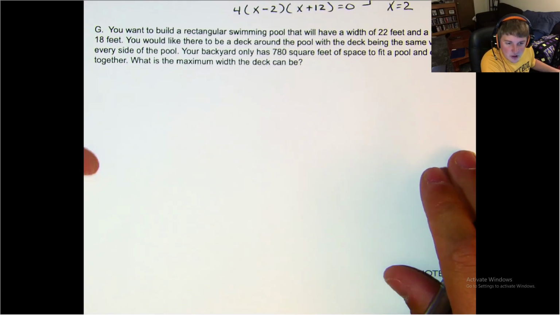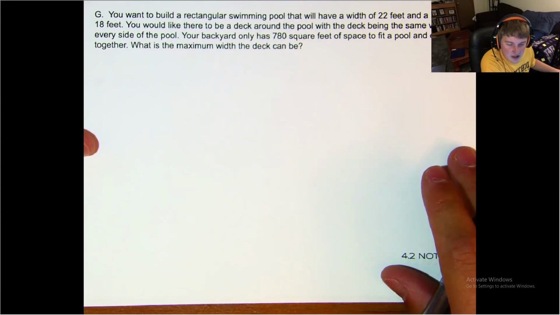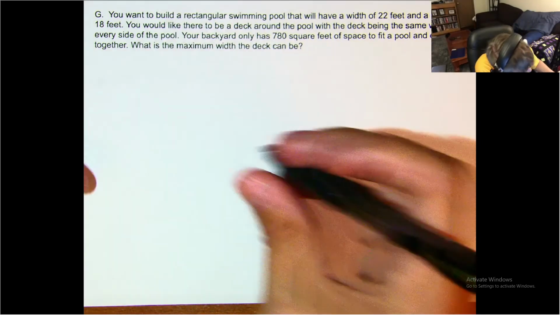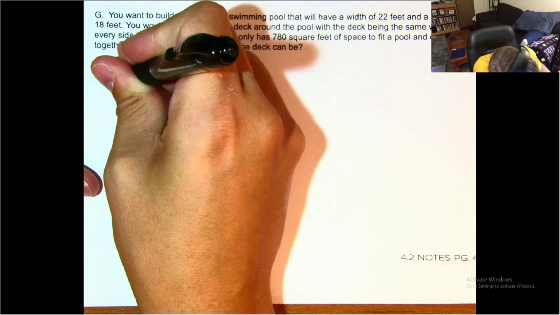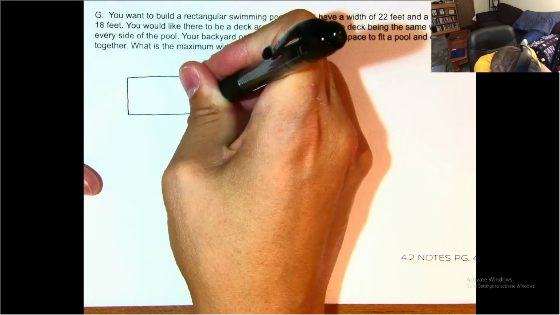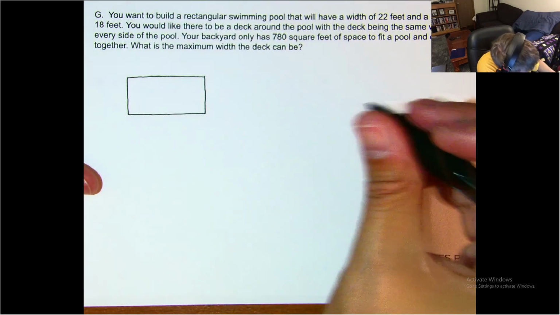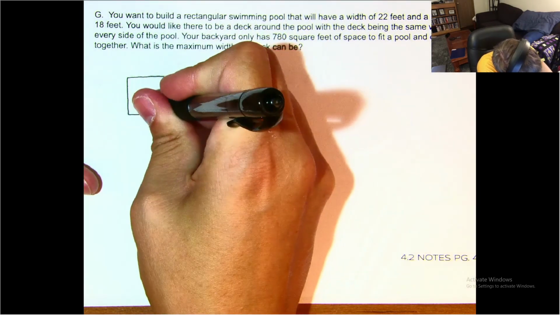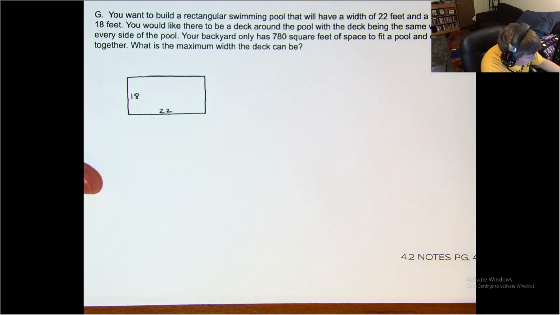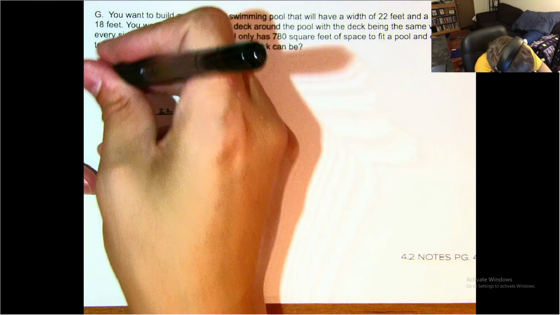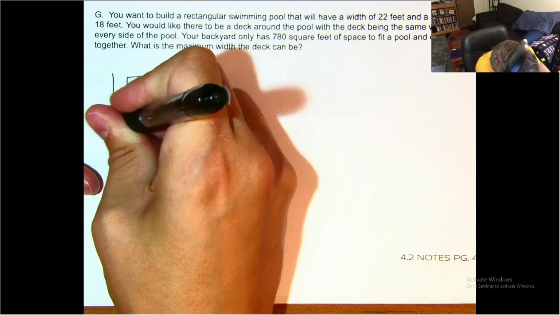So I'm assuming you've already paused the video and you're just trying to check to see how you did. Okay, you want to build a rectangular swimming pool with a width of 22 feet and a length of 18 feet. And you would like there to be a deck around that pool with the same length on each side.